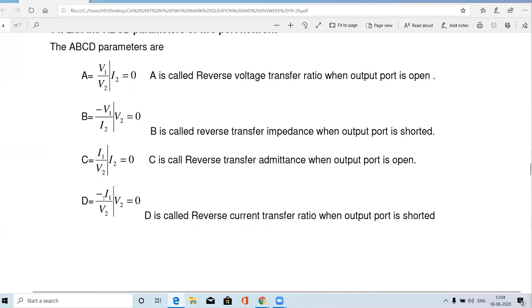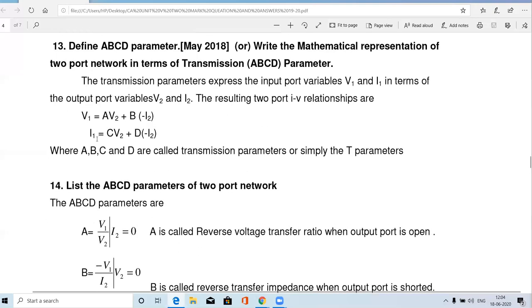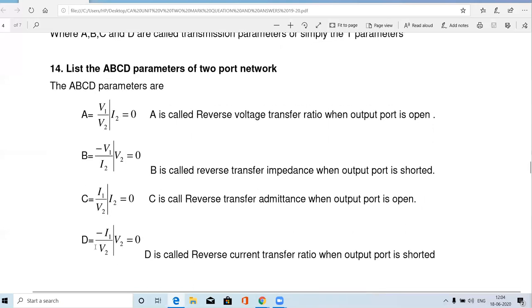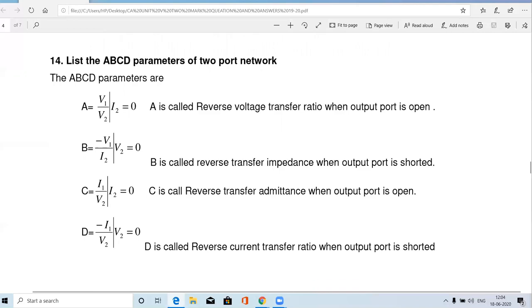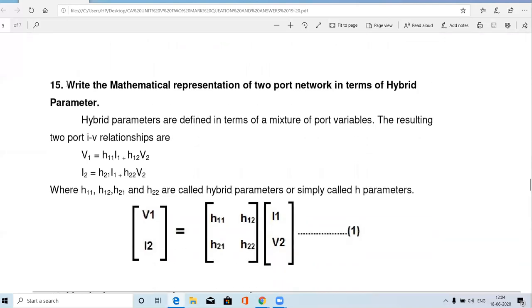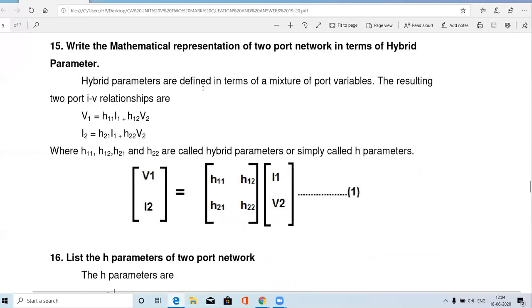And the D parameter is minus I1 divided by I2. It is not V2, it's I2. So minus I1 divided by I2 is called the reverse current transfer ratio. So these are all the ABCD parameters. In ABCD parameters, one parameter is voltage gain, one is current gain, one is impedance, one is admittance.